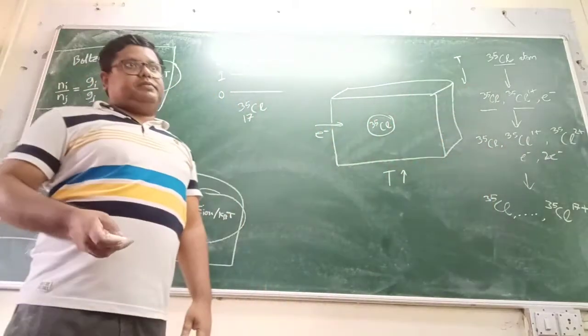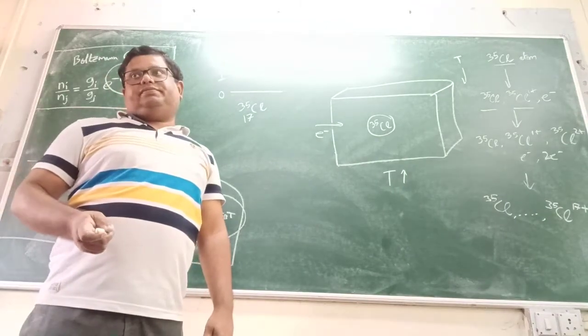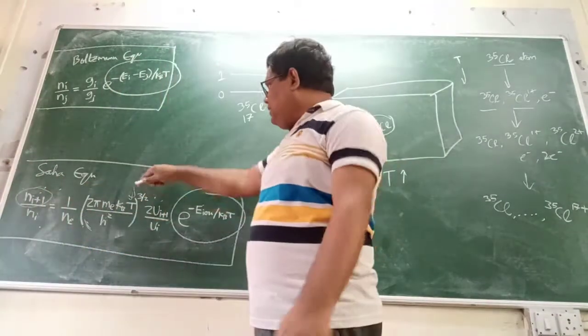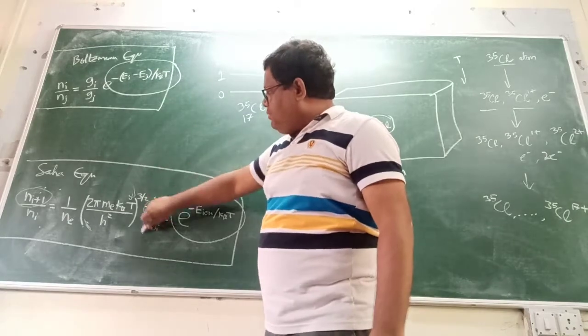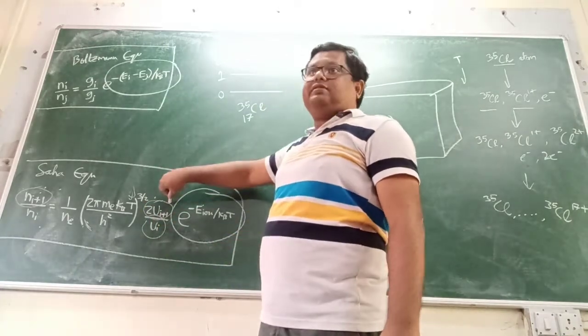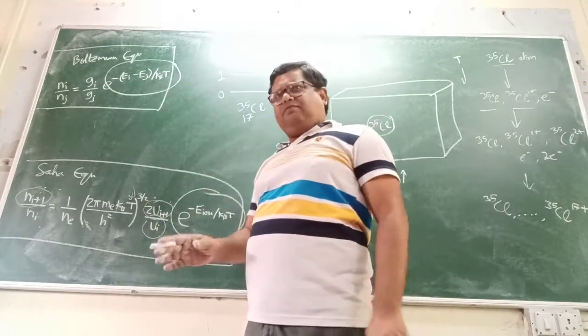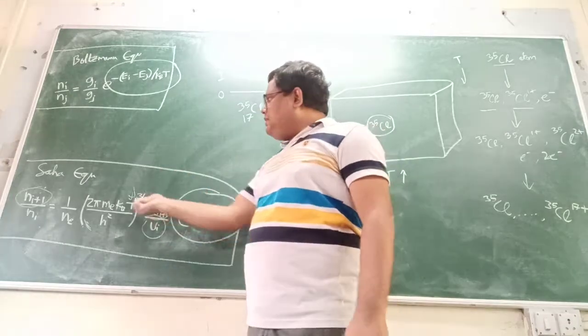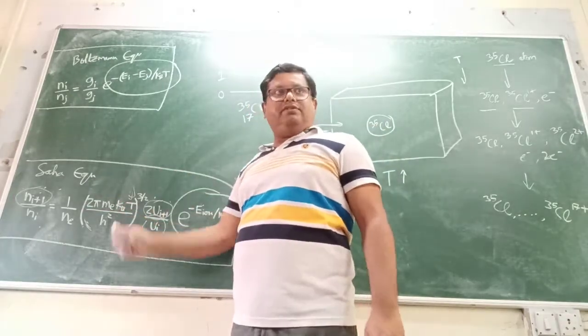Sir, partition function is showing variation for Ni plus 1? Here, look, 2i plus 1 divided by ui. This is the partition function. You don't have to worry, this is technical, but these are much more direct relationships.